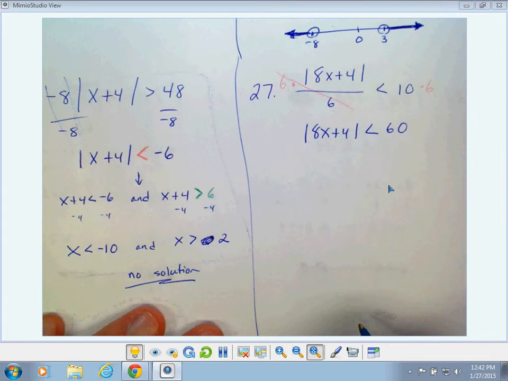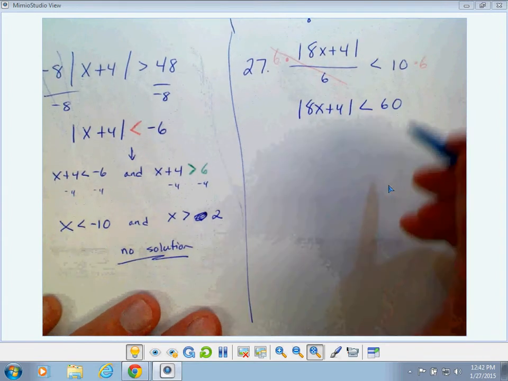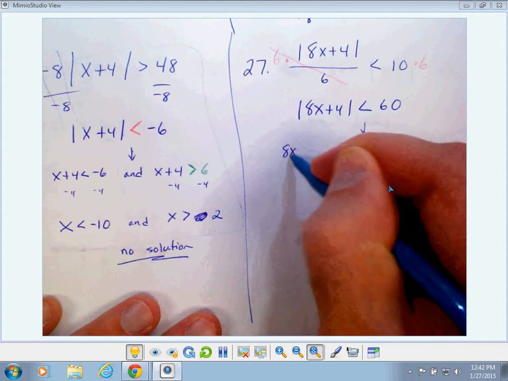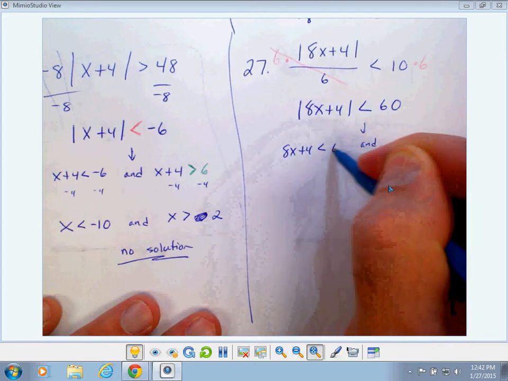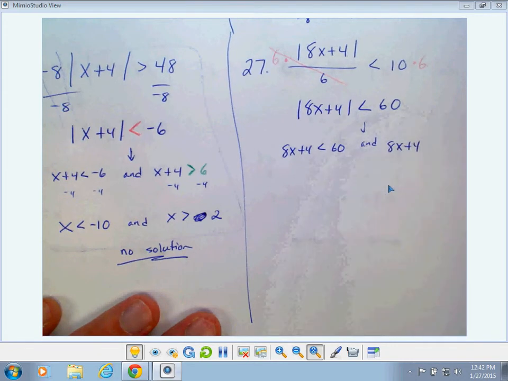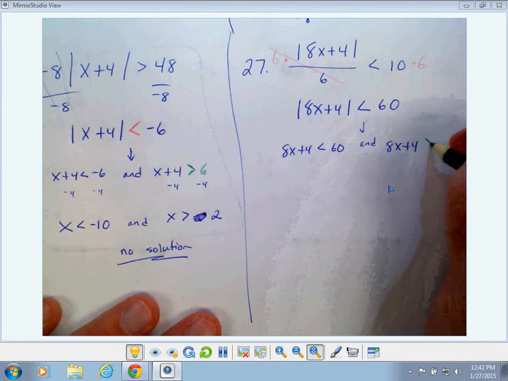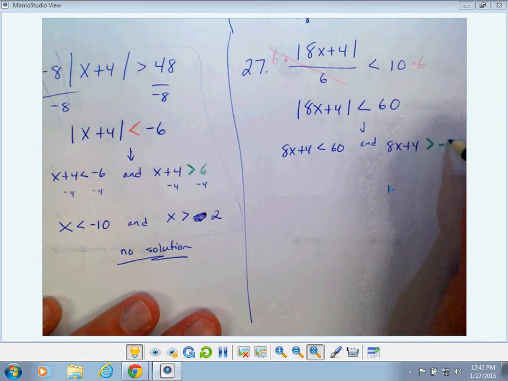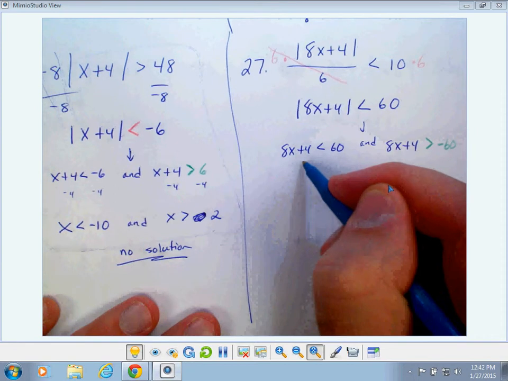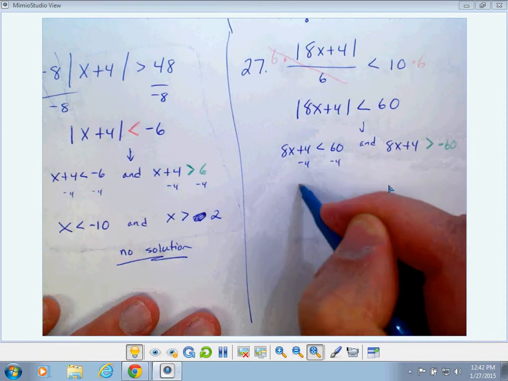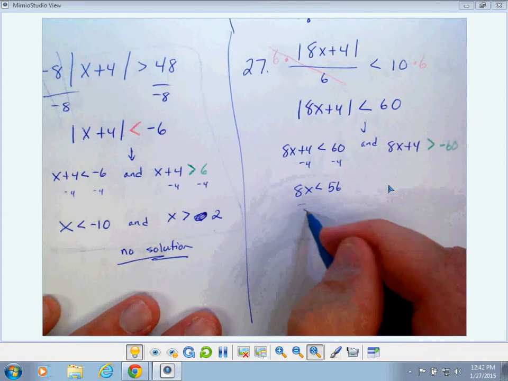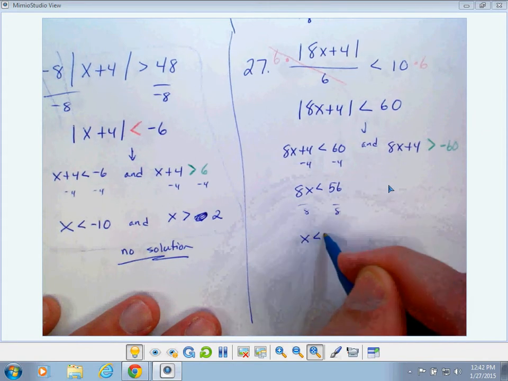So from this point, this should probably be a pretty easy split by now. The less than would mean and. This is 8x plus 4 less than 60. And on the other side, 8x plus 4. We turn the symbol around and make it a negative, like that. So let's subtract 4 from both sides. 8x is less than 56. And divide by 8. X is less than 7.